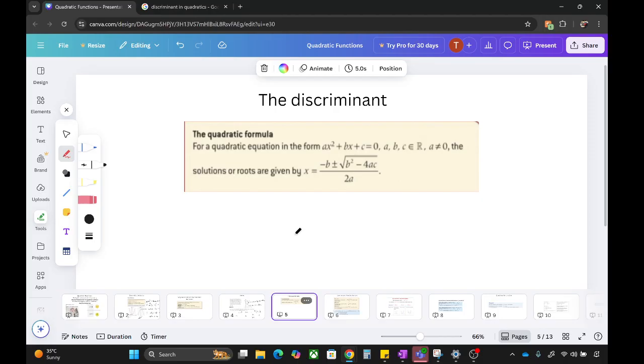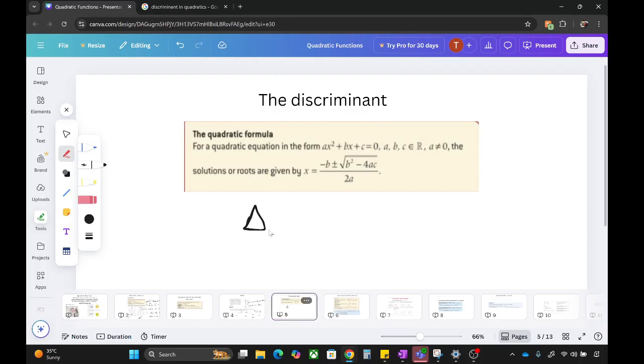So now let's talk about something called the discriminant. I hope you all know the quadratic formula by now. It's used to find the roots or the two intercepts of a quadratic function. Yes, so this is the quadratic formula. But the discriminant is not the same as the quadratic formula. The discriminant is represented by this symbol.